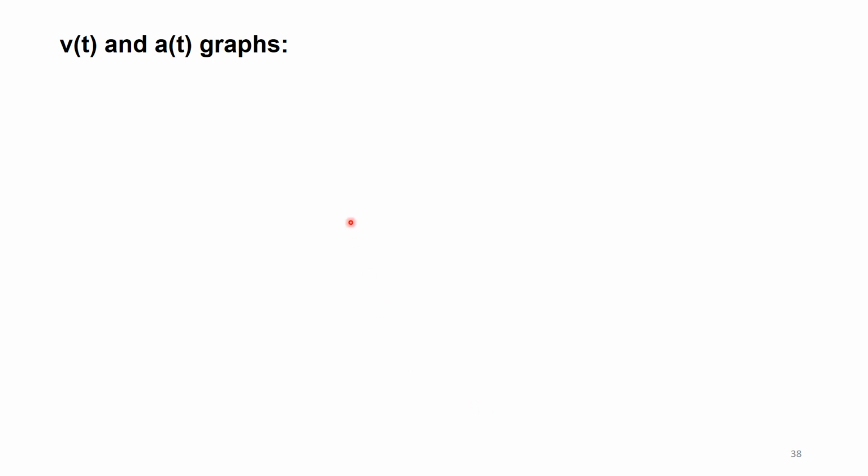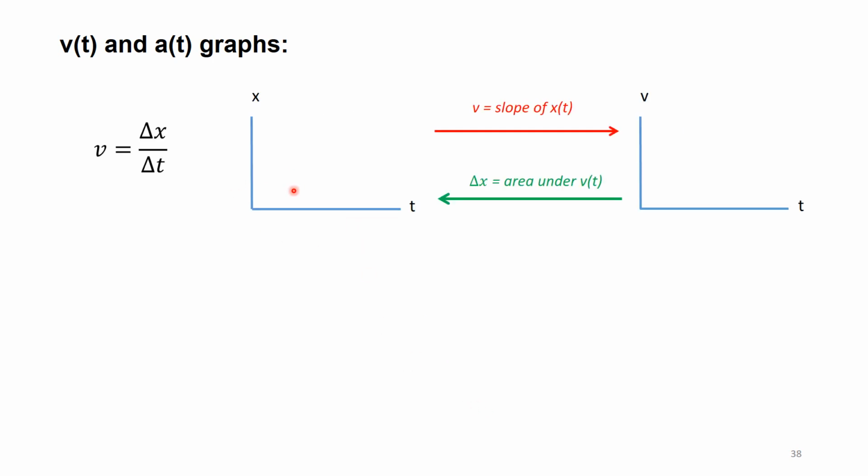So let's look at some velocity and time graphs. This is what we know. If you have a position time graph, you can find the slope to find the velocity. We have seen this already. So this red arrow goes from the position time to the velocity time graph. And then if you have a velocity time graph, you can find the area under it to get the displacement. So this green arrow goes from the velocity time graph to the position, the displacement graph here.